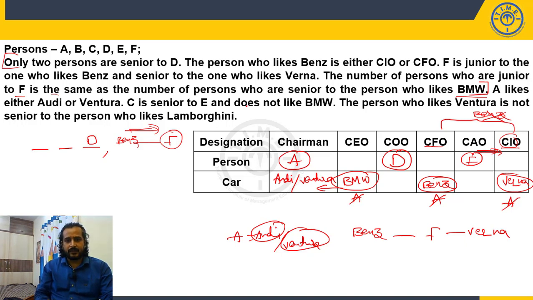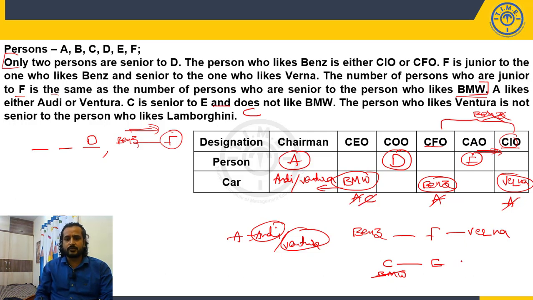Next, C is senior to E and does not like BMW. And means C. C does not like BMW. Okay. But C is senior to E. C is senior to E. But C does not like BMW. So C will not come here.